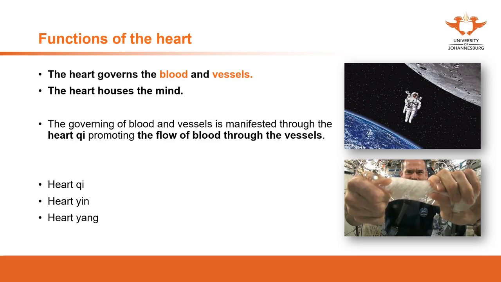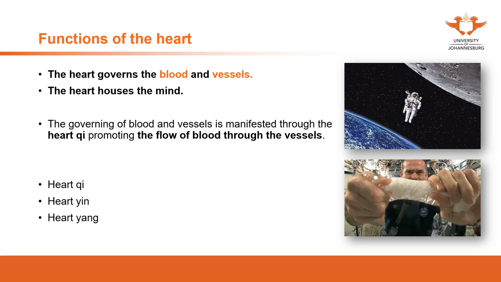The heart governs the blood, which includes two aspects: creating the blood and promoting the blood circulation. When we say that the heart creates the blood, in Huang Di Nei Jing, it describes that the middle jiao receives the qi. This qi is from the food and the water, so this is the acquired qi.